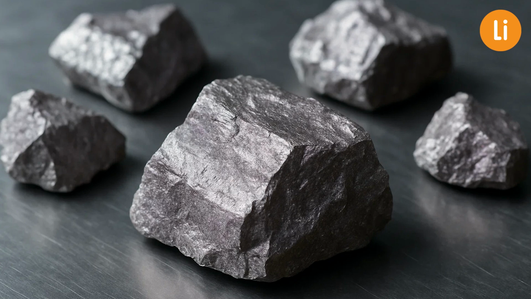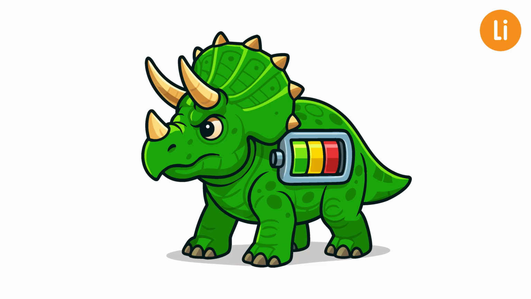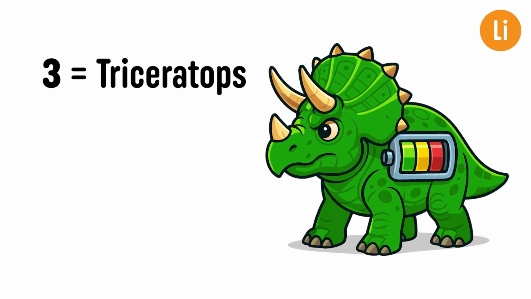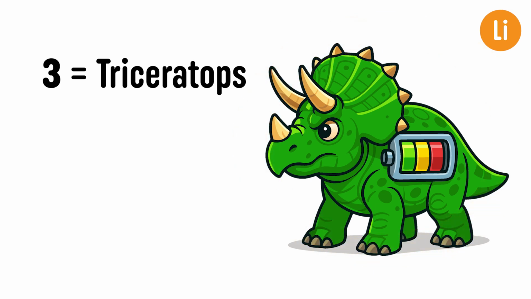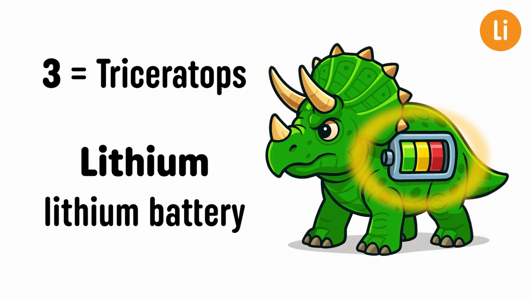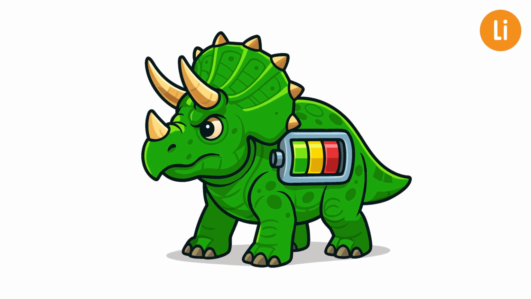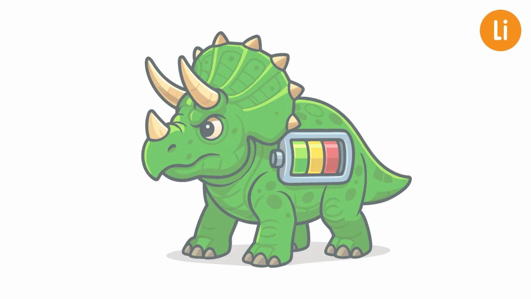Lithium is the third element of the periodic table. This image represents lithium. The number 3 is represented by a triceratops because triceratops have 3 horns. Next, we have to convert the name lithium into a picture. Lithium is represented by a lithium battery. If we picture a triceratops that is powered by a lithium battery, we will forever remember that lithium is the third element. This image will be burned into your mind forever, every time you think of lithium.